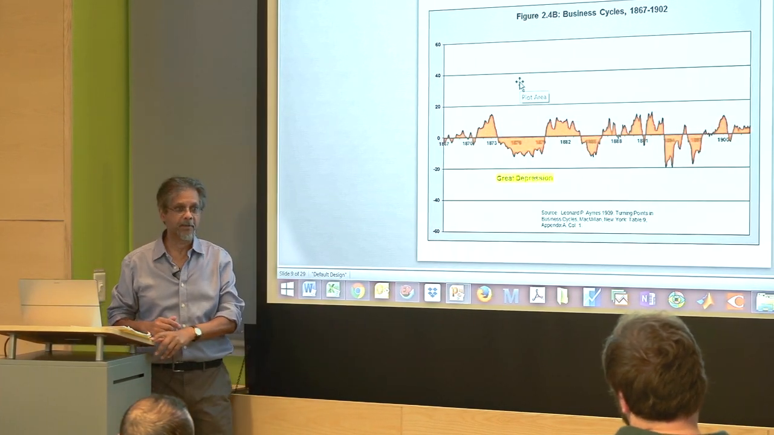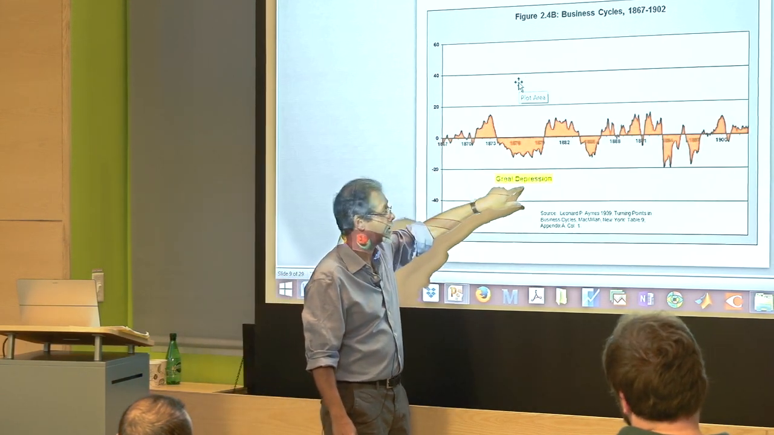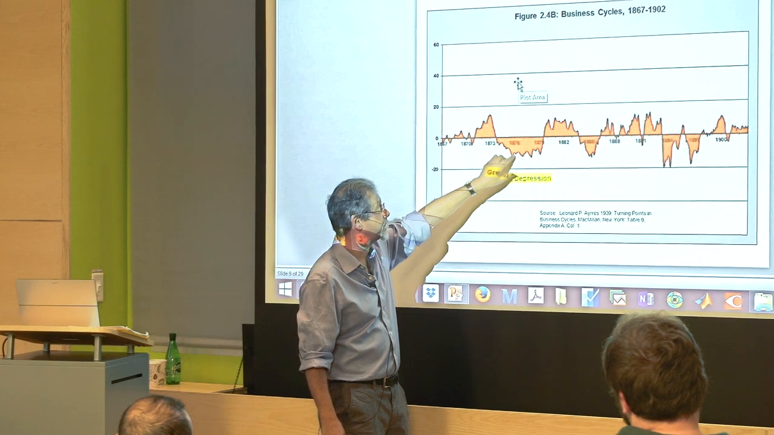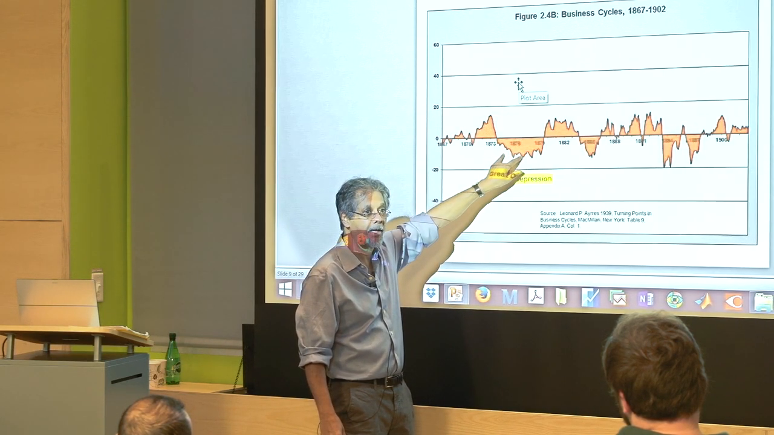Then another time period. Again, up and down, up and down, up and down. Great Depression, this is called in the business cycle literature the Long Depression of 1873 to 93.